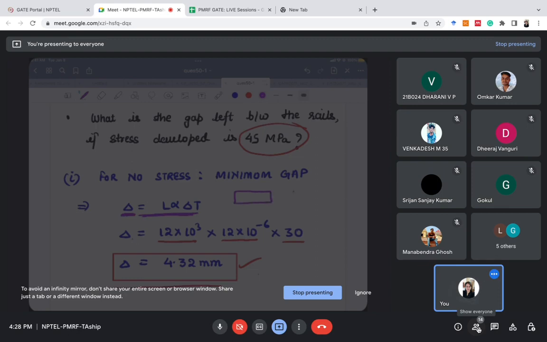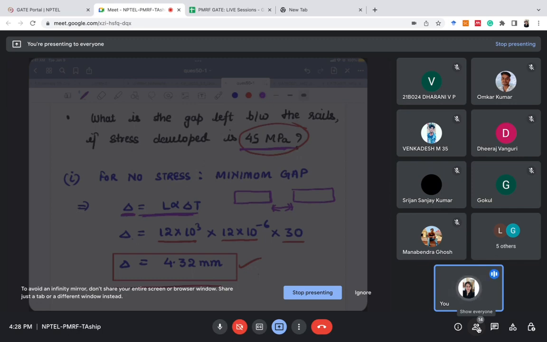Up till delta, if the rail increases in length, there will be no stress. But in the second part it's a different question. In the second part it is given that the gap we have kept is such that the stress generated is 45 MPa. So we must have kept a gap which is lesser than delta. What is the value of that gap, it is asked.